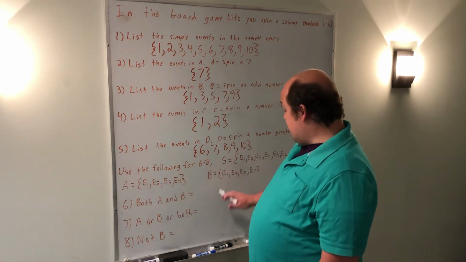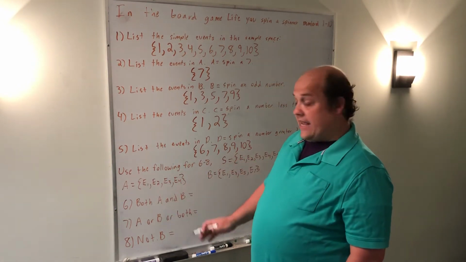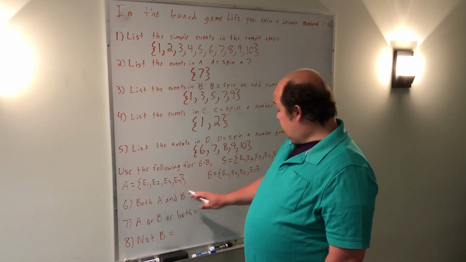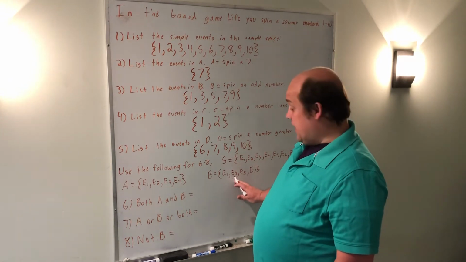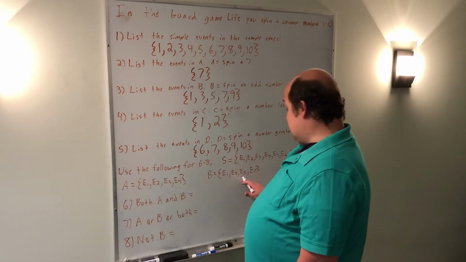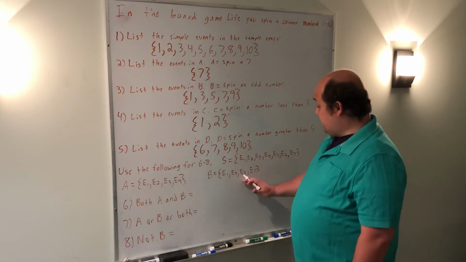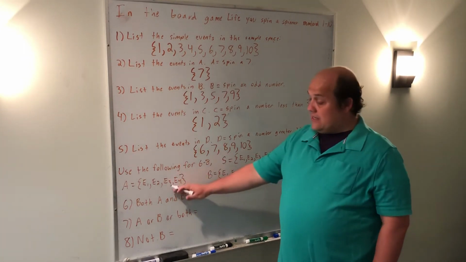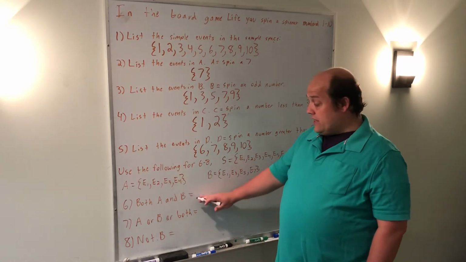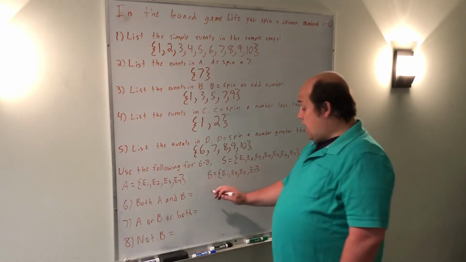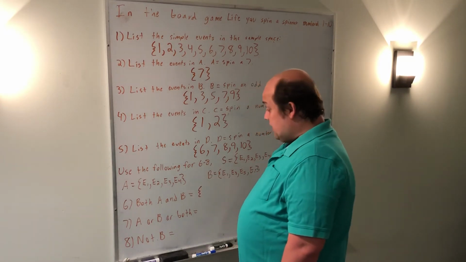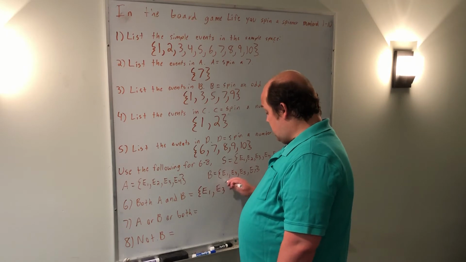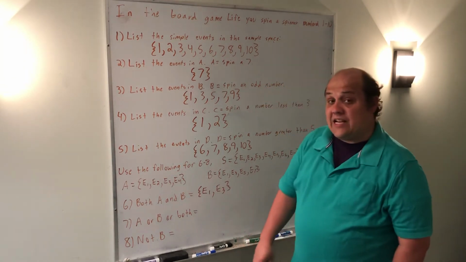So E1 is in A, E1 is also in B. That counts. E2 is in A, but it's not in B. It doesn't count. E3 is in A, it's also in B. It does count. E4 is in A, but it's not in B, so it doesn't count. Similarly, E5 is in B, but it's not in A, so it doesn't count. And E7 is in B, but it's not in A, so it doesn't count. So for this type of problem where it says both, I'm only going to put in the set the things that occur in both of them. E1 and E3.